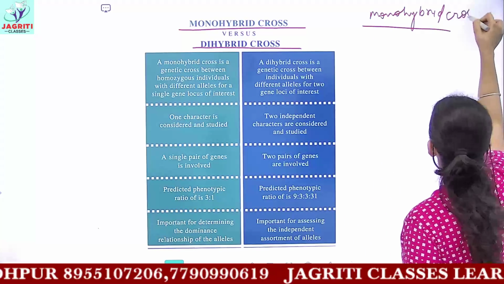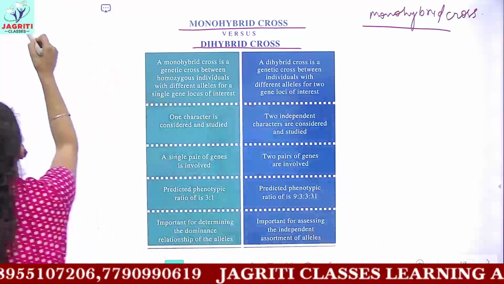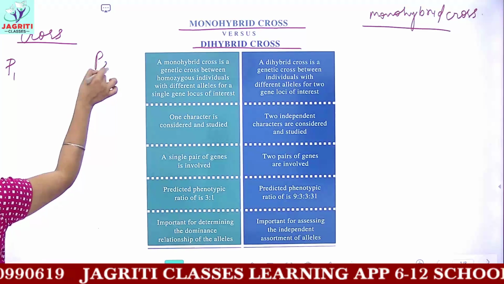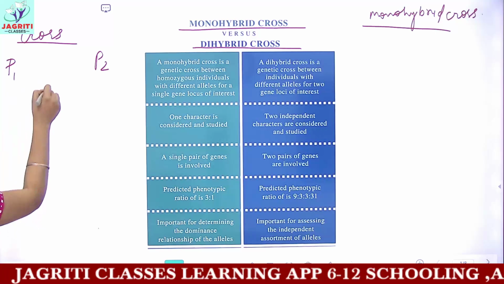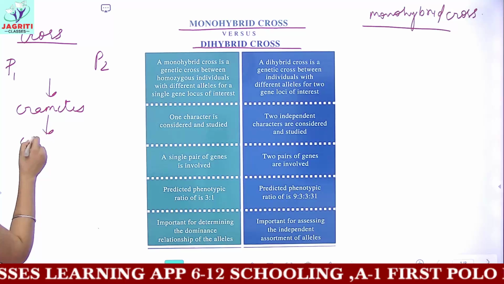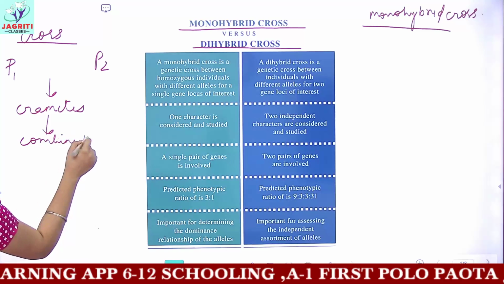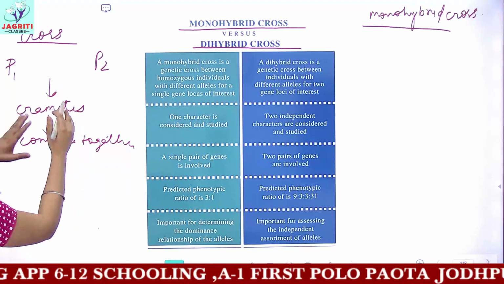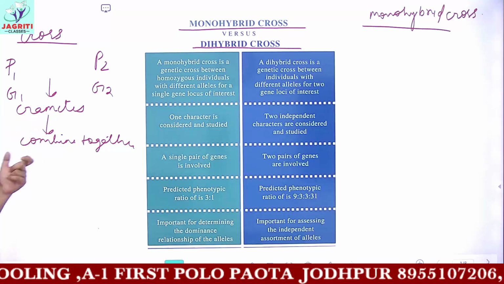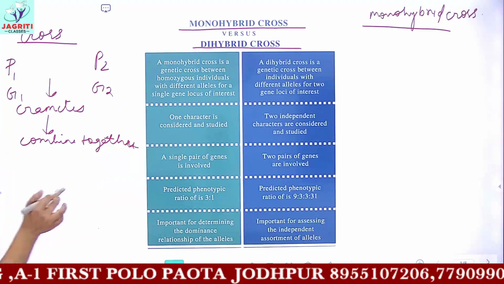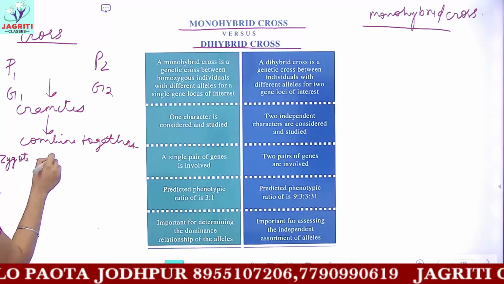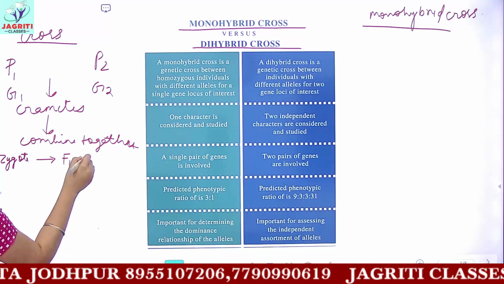Monohybrid cross. First we'll be discussing what you mean by cross. Cross is when you take two parents, parent 1 and parent 2, then you have the formation of gametes from both the parents, and then these gametes combine together. Let's suppose the gametes are G1 and G2. Now the gametes will fuse together and a zygote will be formed. This zygote which is formed is known as the F1 generation.